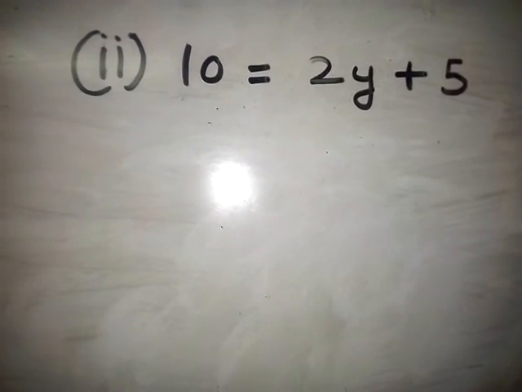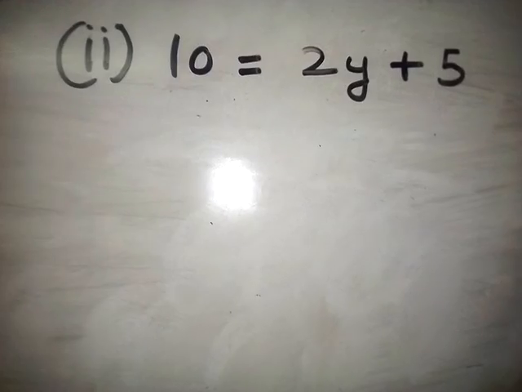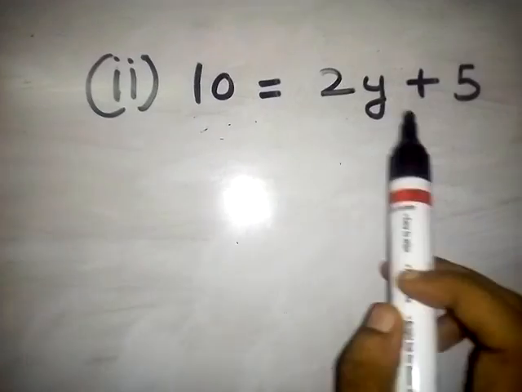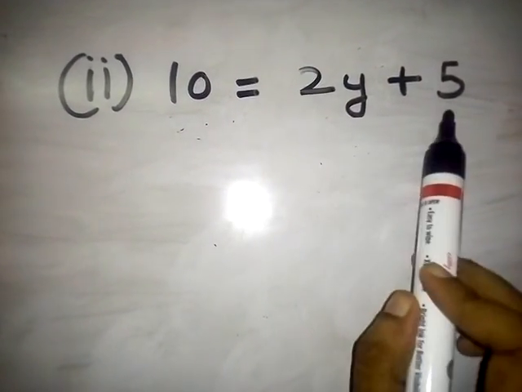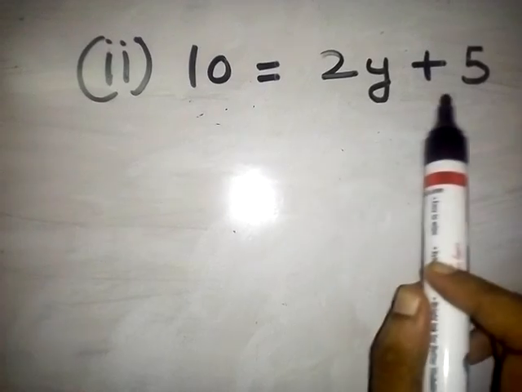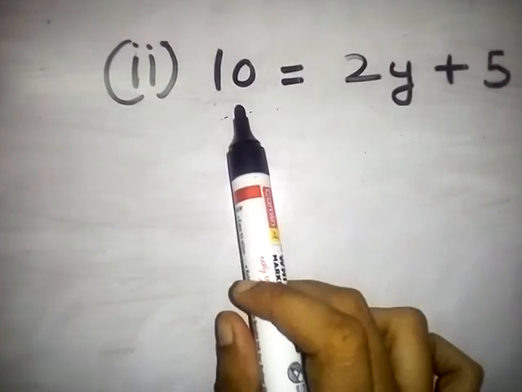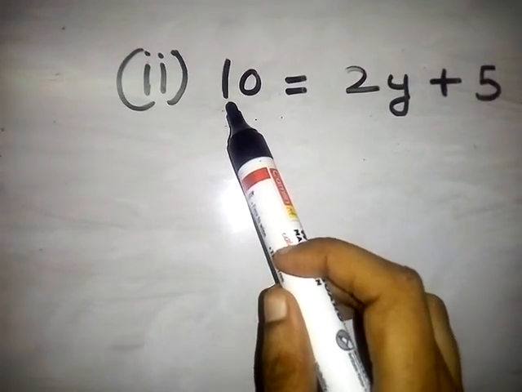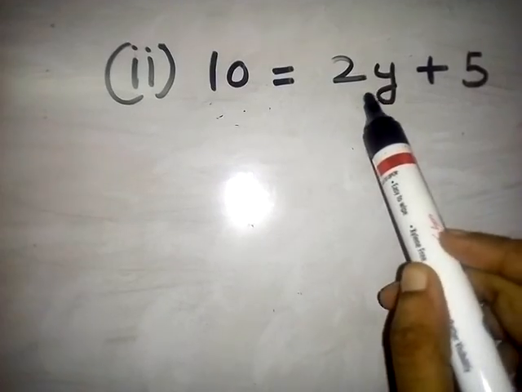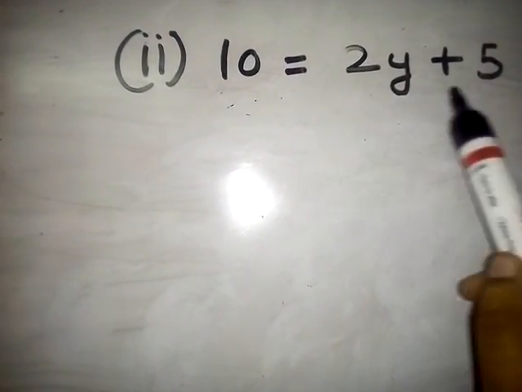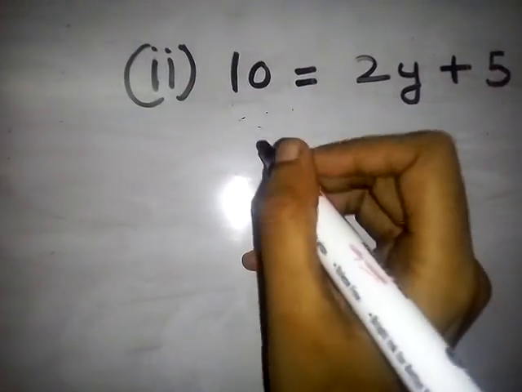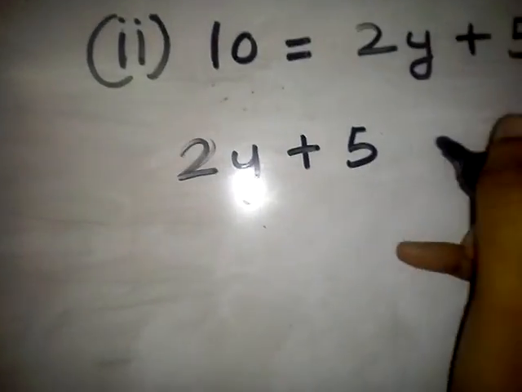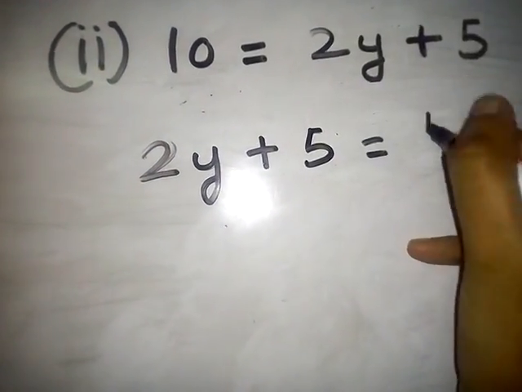Now look at the second one. 10 is equal to 2y plus 5. On the left side we have a single term. On the right side we have two terms. Two terms is called binomial. Single term is called monomial. So if a single number is there, take it on the right side, and the two terms, the binomial, take it on the left side. That is 2y plus 5 is equal to 10.